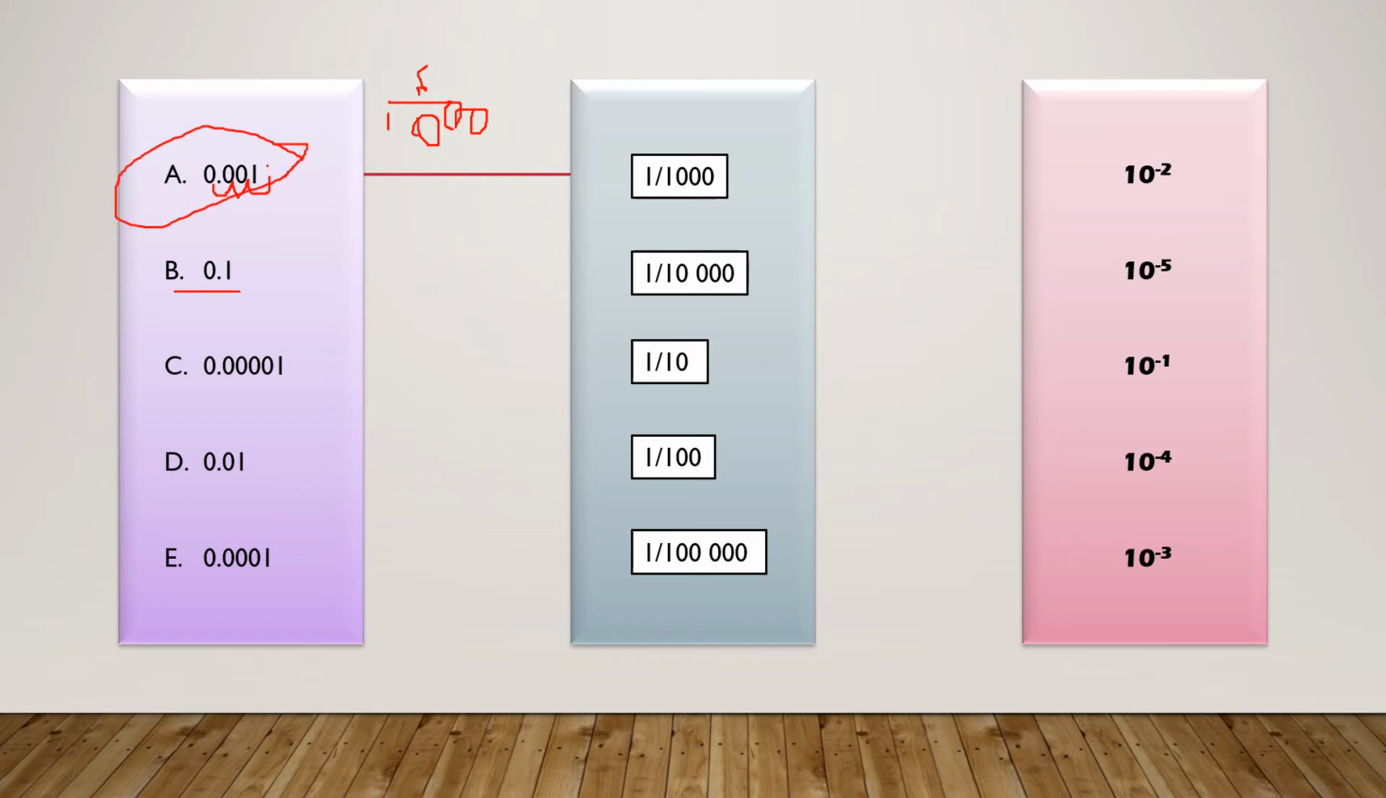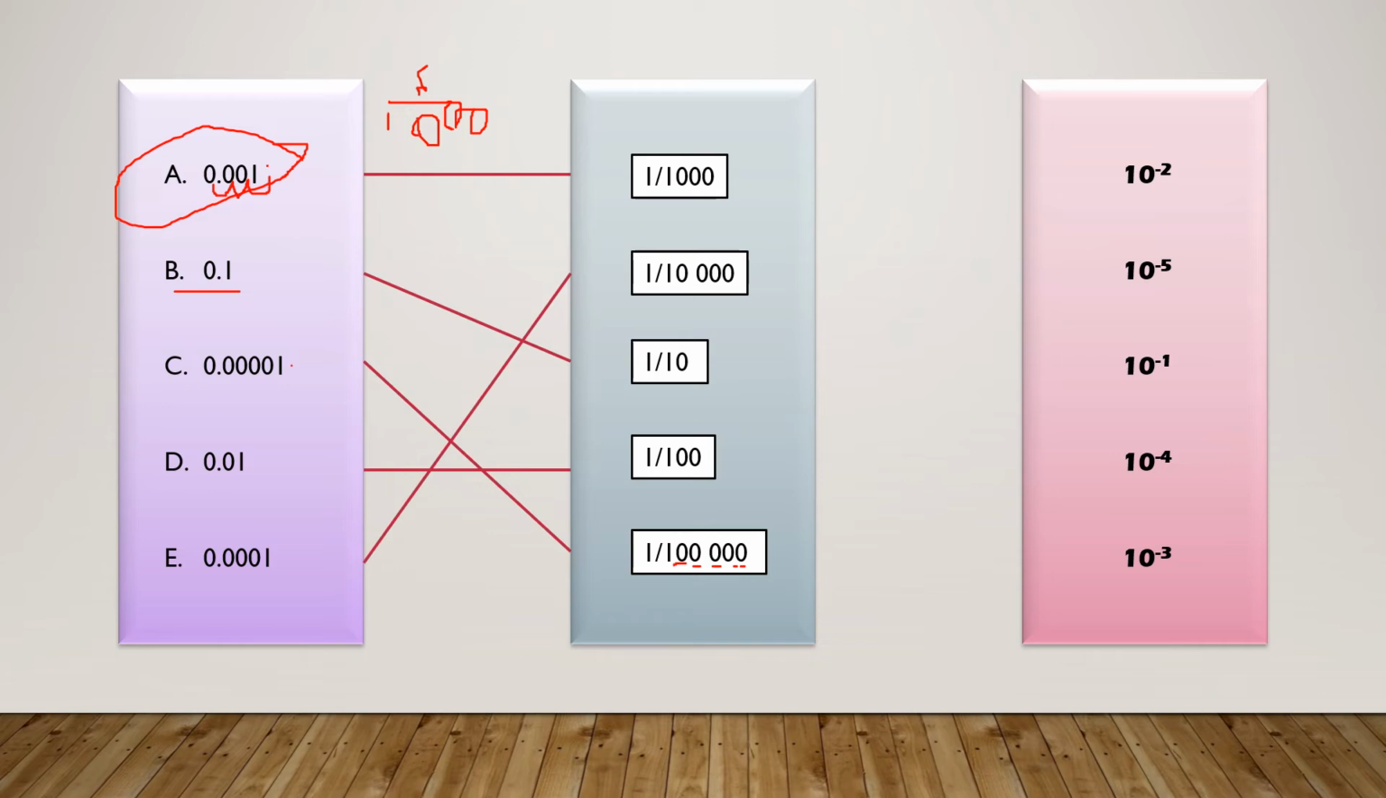B, same method to get 1 over 10. C, you can see the decimal has moved 5 times, and 1 over 100,000 has 5 zeros. So this is going to be matched. D, 0.01, 1 over 100, and E, 0.0001, 1 over 10,000. Now let's match the fractions to the power of 10.